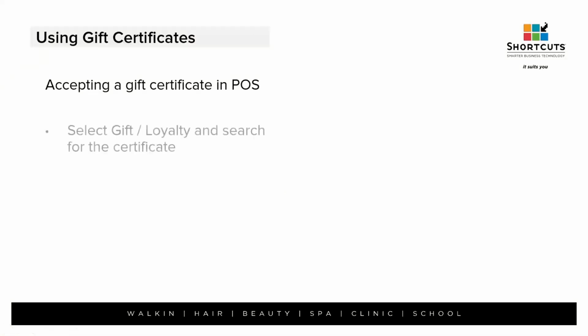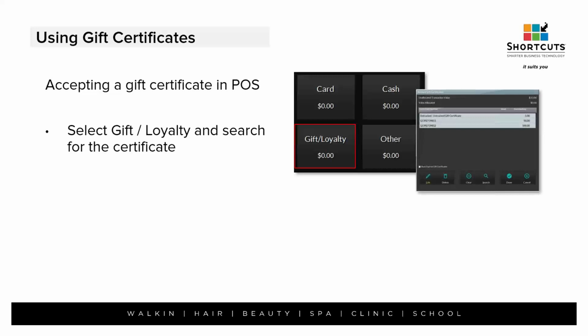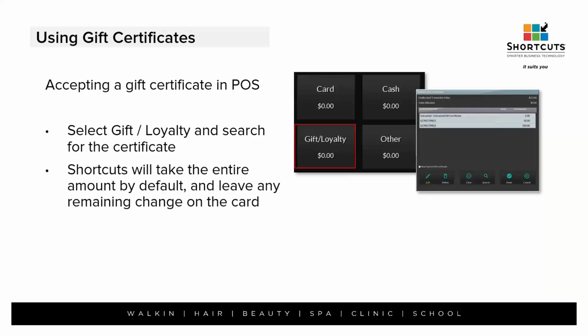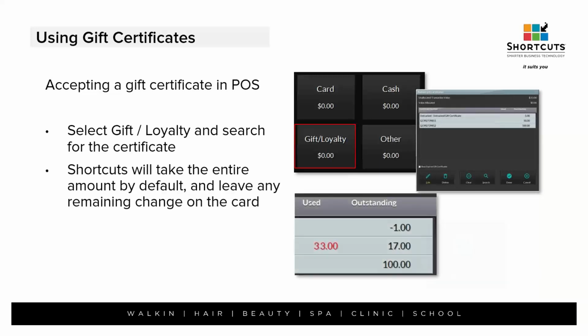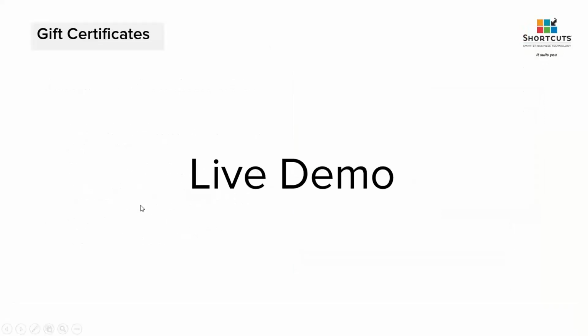So we just talked about using gift certificates. The steps for, of course, using a donated gift certificate are exactly the same. In the point of sale, you're going to choose gift/loyalty. You'll scan it in or manually type in the number that was brought back. Any remaining balance will stay on the card. And of course, if the customer had a service that was worth more than the value of the card, they still have to pay the remaining balance. So we just did a demo on that.